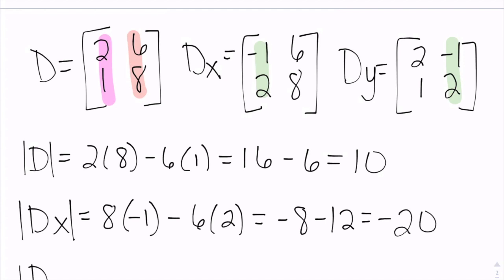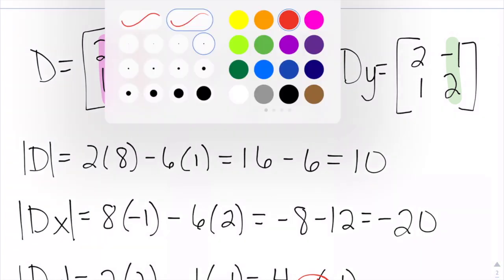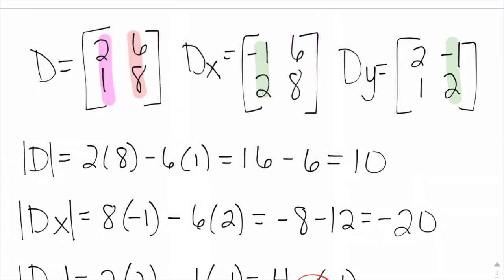And then the determinant of D sub y is going to be 2 times 2 minus 1 times -1. So that's 4 minus -1. And when you have a double negative here, it becomes a positive. And so it's 4 plus 1, which gives us 5.